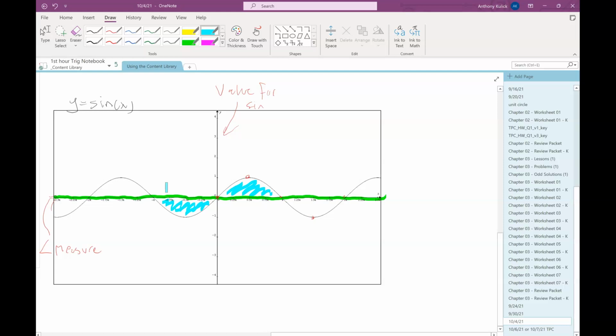Does everybody kind of see that? It basically just divides it in half. So in our case, for sine, that midline is the x-axis, which is the line y equals 0.